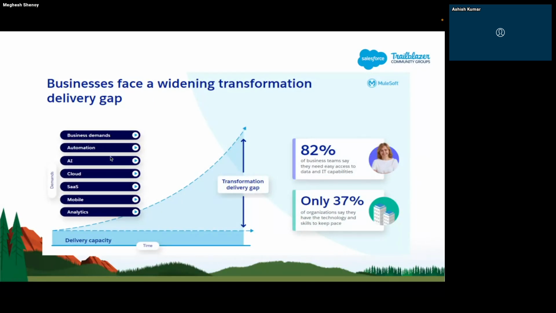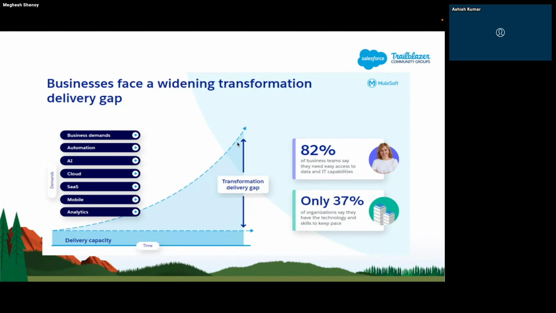Now we have automation, AI, cloud, SaaS, mobile, analytics. All of these are now booming a lot. These are the current market demands. But what is the problem that most of the companies face today? It's with the delivery capacity. For example, if you want to create a SaaS application, it would obviously take some time, right? It's not that easy, and we have to write so many lines of code, right? So the transformation delivery gap just widens, right?